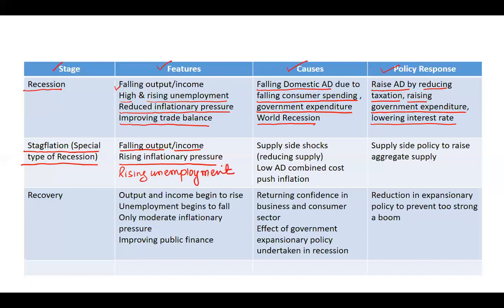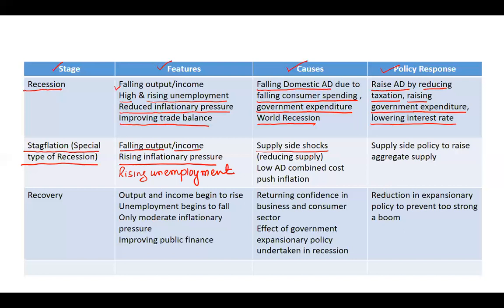And why? What are the causes of this type of special recession? It is because of the supply side shocks, for example, the oil price shocks. As a result, the supply reduces, and it creates a situation where your supply is less and your demand is high. But if the falling output and income level is also there, so aggregate demand is also low.